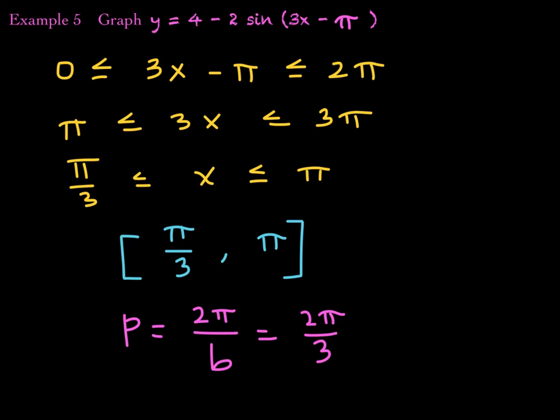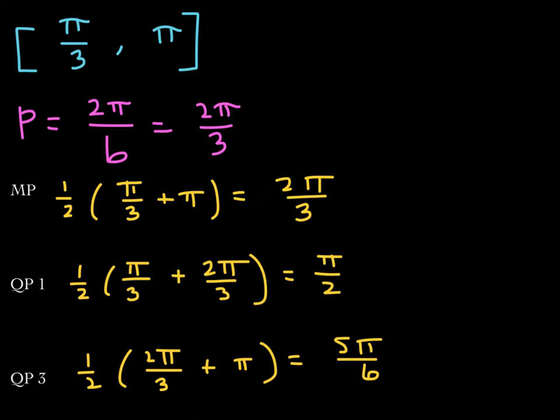All right, everybody, I hope you and I agree that the interval is from pi over 3 to pi. This is the interval over which this function completes one period. And the period is 2 pi over b, which is 2 pi over 3. We're going to now take this interval and split it into 4 equal parts, and that is to obtain those 5 key x values.